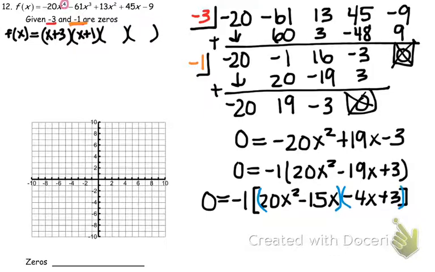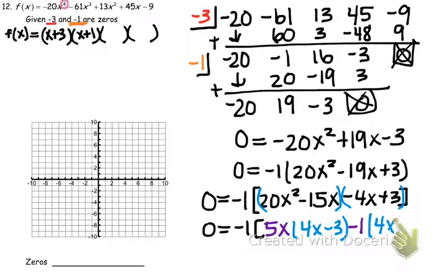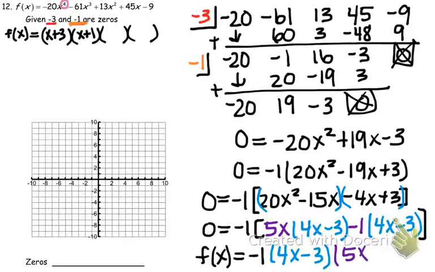So now we have four terms. We factor by grouping. We can take out a 5x out of the first term, so we're left with 4x minus 3, and a negative 1 out of the second, and we're left with 4x minus 3. So in factored form, this quadratic becomes negative 1 times the common factor of 4x minus 3 and 5x minus 1. So these are now our remaining two zeros, 4x minus 3 and 5x minus 1.